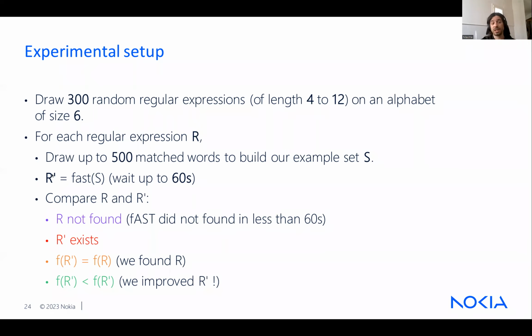And basically, we compare the randomly generated expression R to the inferred one R prime. Sometimes we don't find R prime. That rarely happens, but it happens. And when we find one, we want to compare the value of the objective function of what we inferred with the one from the baseline. We have three situations: not as good, at least as good, and strictly better.